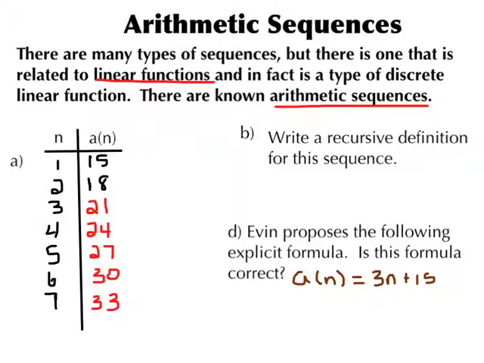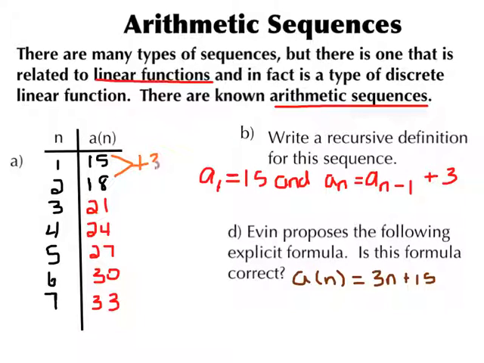B says, write a recursive definition for the sequence. And we've already been working on this, so I would like you to actually hit pause. Try to do it on your own first. A sub 1 equals 15, and A sub n equals A sub n minus 1 plus 3. That's my recursive part, don't forget. Don't forget, I got plus 3 for my pattern of plus 3 here. That's where I got the plus 3 from.